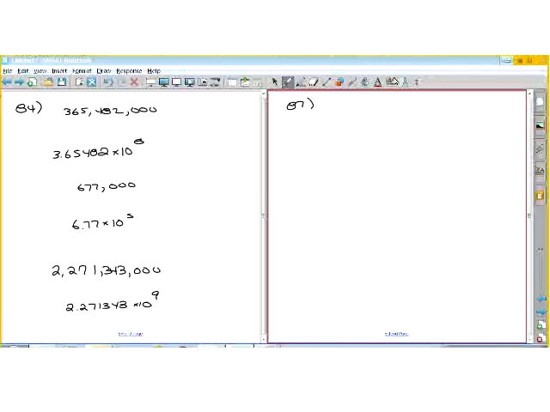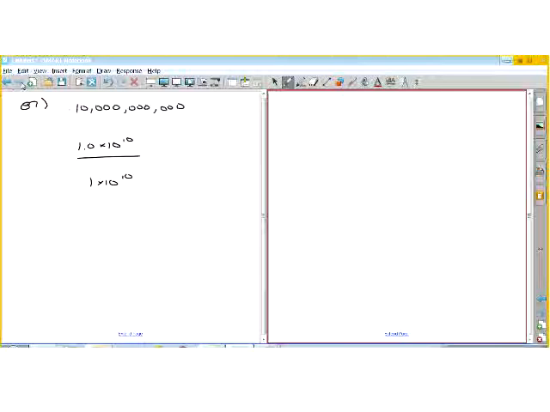Okay, next is 87. Multiply. All they want to do is convert 10 billion. So that's 10 billion. So it's going to be 1.0 times 10 to the 10th, counting 1, 2, 3, 4, 5, 6, 7, 8, 9, 10. So that's the shorter version of 10 billion, which is a lot easier, especially if I drop that 0 and just say 1 times 10 to the 10th.